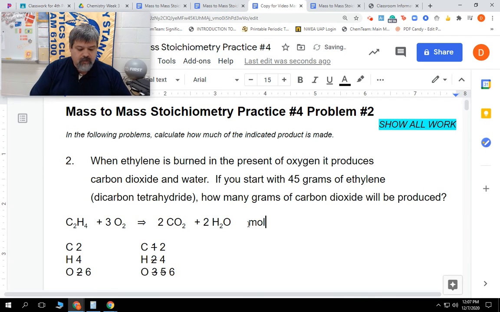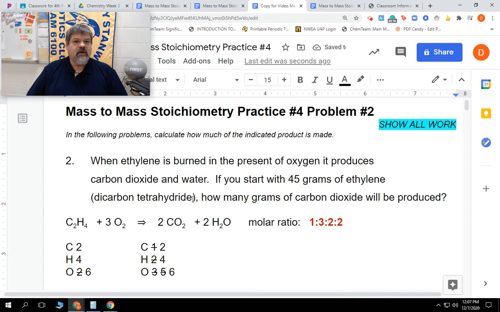So our molar ratio is going to be 1 to 3 to 2 to 2. Again, I would like you to go ahead and make that bold and change that to a nice bright color. So now we have our molar ratio.